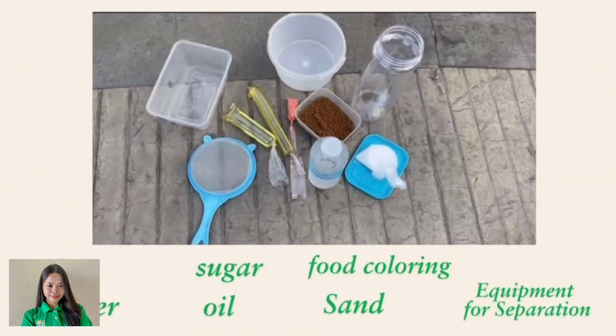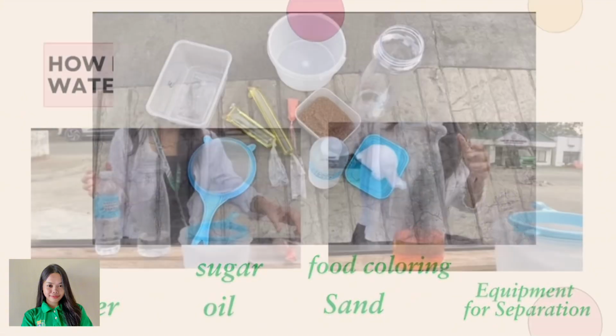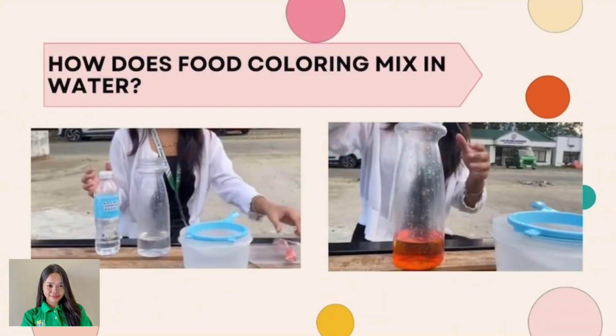And now, we will present the demonstration of the different types of mixture. First, the materials are jar, water, sugar, oil, food coloring, sand, and equipment for separation. And this time, we first demonstrate how food coloring disperses and spreads through water, and to observe the behavior of liquids when they mix.